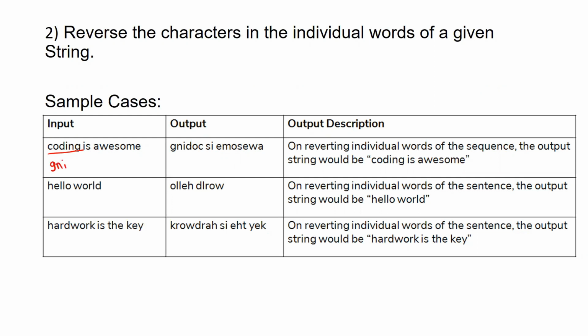GNIDOC, right? Now after that we have to reverse the second word, which is IS. So IS will become SI. And then we have to reverse the third word, which is awesome. If we reverse that, it will become EMOSEWA. And we have to return that as a final answer.